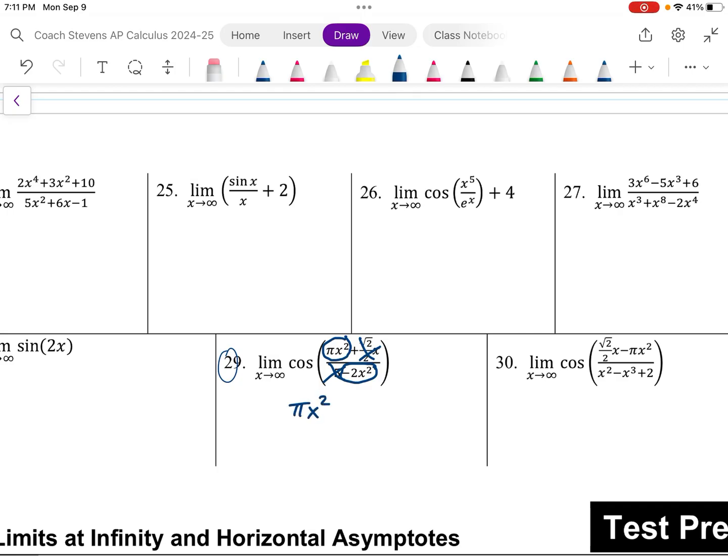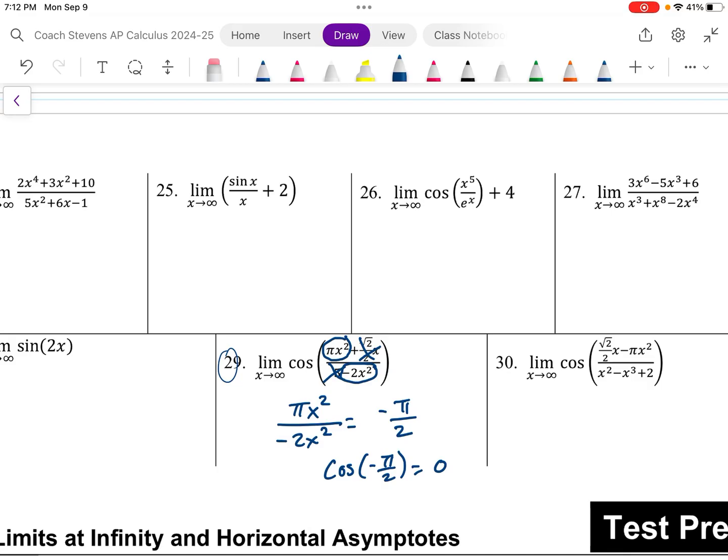I have pi x squared over negative 2x squared. If I put in a really big number, the x squareds, no matter what, just cancel. So I really just have negative pi over 2. And then I can take the cosine of negative pi over 2, and that should be 0.